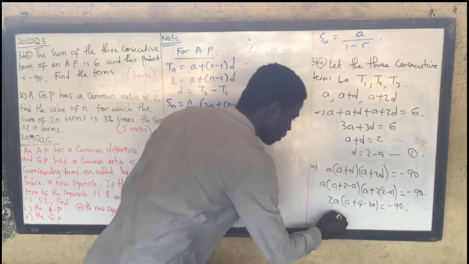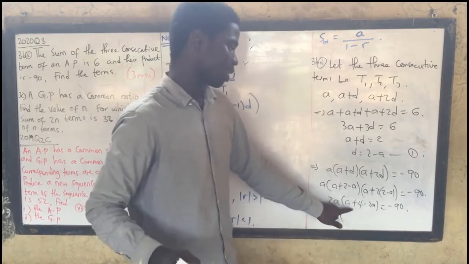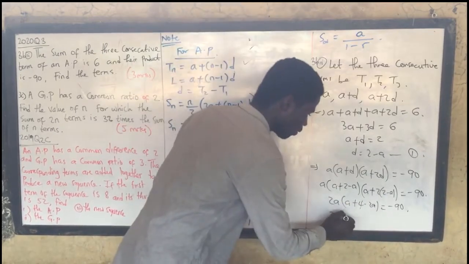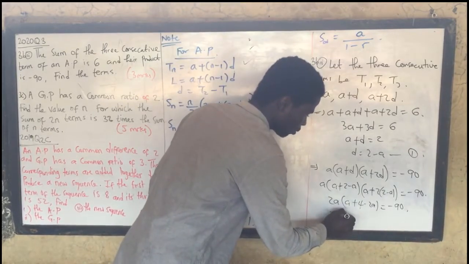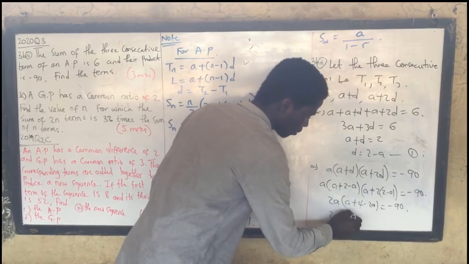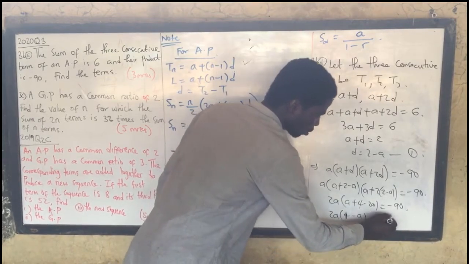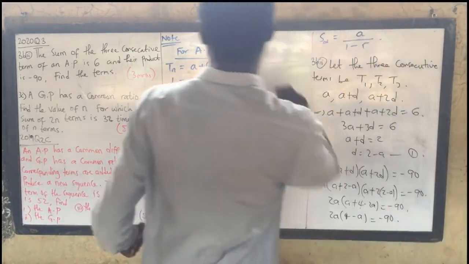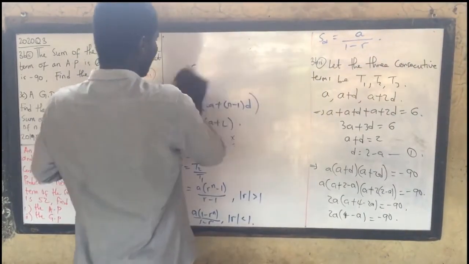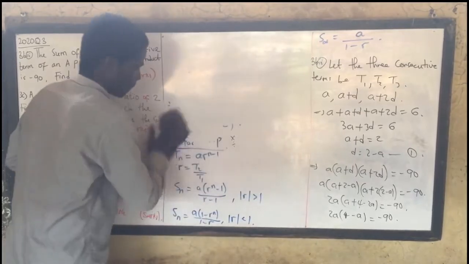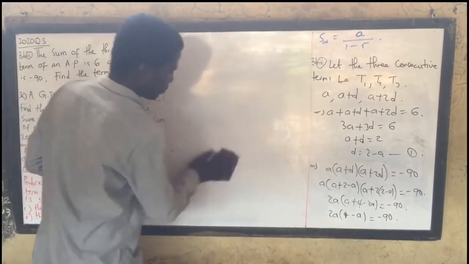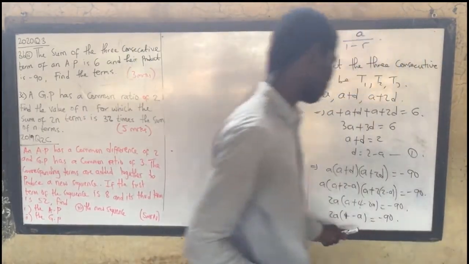So this is 2A, is the open bracket. A minus 2A will give me minus A. So I will have 4 minus A is equal to minus what? 90. That's what I'm going to have. So this is equal to minus 90.